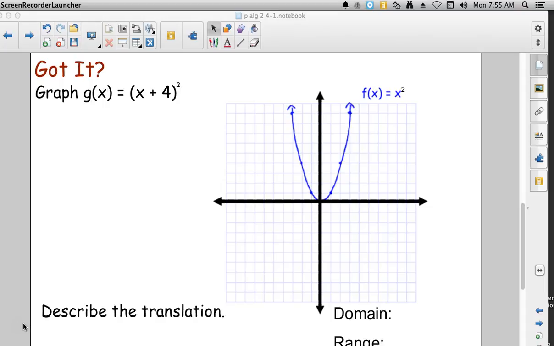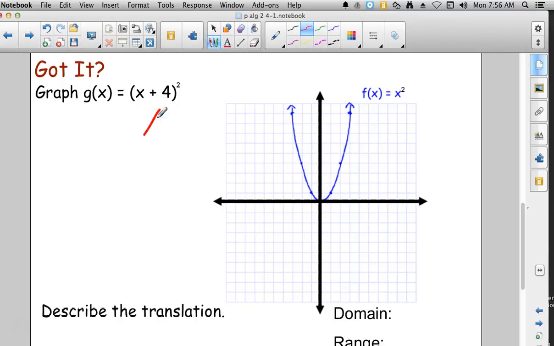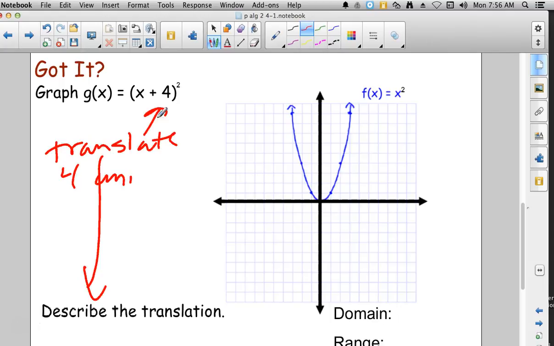All right, we have g of x equals the quantity x plus 4 squared. Maddie, what did you do with this one? How'd you get it to a new spot? Left 4. Excellent. And I saw that everybody remembered that, or almost everybody remembered that as I was walking around. Because we have to remember whatever's attached to that x is always the opposite of what we see. So my description of the transformation here is translate 4 units left.